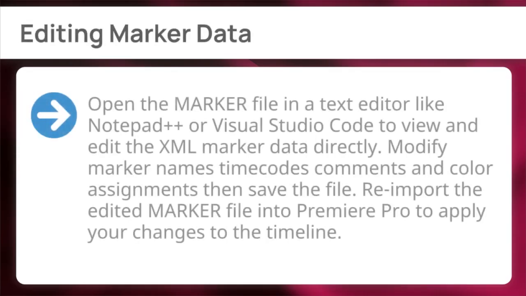Next, editing marker data. Open the marker file in a text editor like Notepad++ or Visual Studio Code to view and edit the XML marker data directly. Modify marker names, timecodes, comments, and color assignments, then save the file. Re-import the edited marker file into Premiere Pro to apply your changes to the timeline.